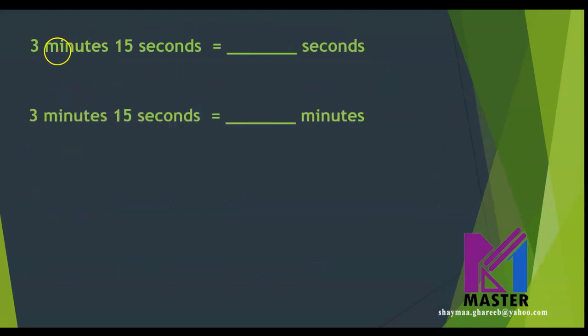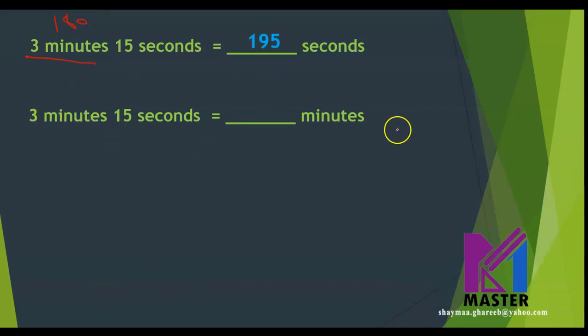Now we are going to write into seconds and into minutes. I have 3 minutes and 15 seconds. How many seconds are there? 3 minutes means 3 times 60, 180 seconds. And 15 seconds more, which means 195 seconds.